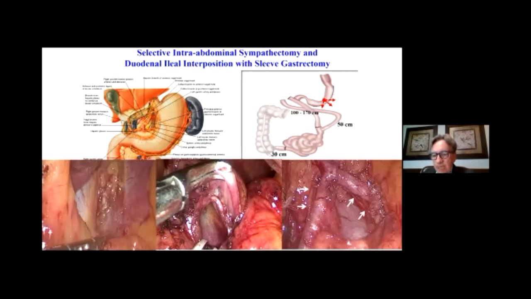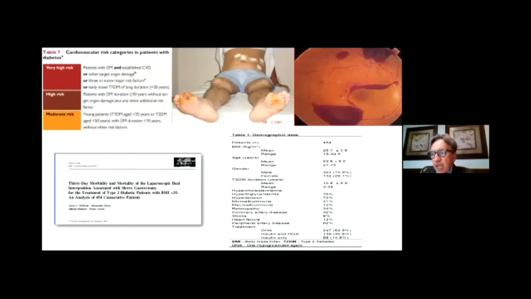In conclusion, technically, it is a challenging operation. Consequent to the choice of treating diabetes regardless of preoperative weight, the typical patient has exuberant macro and microvascular disease. Most patients are categorized as having high to very high cardiovascular risk, have a mean BMI around 28, 29, and have more than 10 years of diabetes.